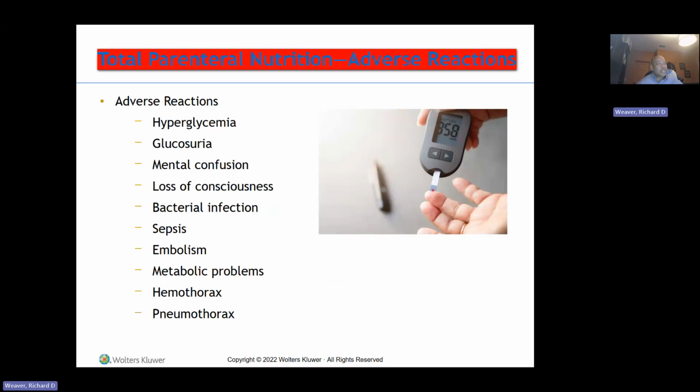Anyway, adverse reactions, because there is a lot of glucose in this solution, it causes an increase in blood glucose levels. It causes glycosuria. Remember, if your glucose levels are increased, it will spill over into the urine. Mental confusion, loss of consciousness, bacterial infection. You know, bacteria loves sugar or glucose. Can also lead to sepsis. Again, infections can occur, and they love glucose solutions.